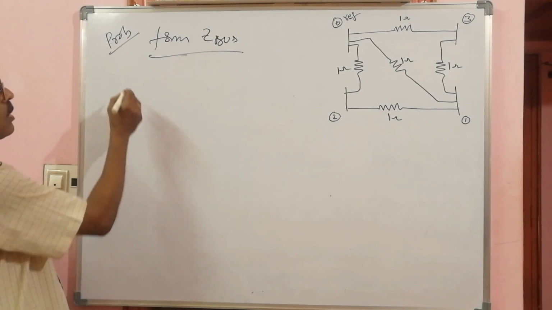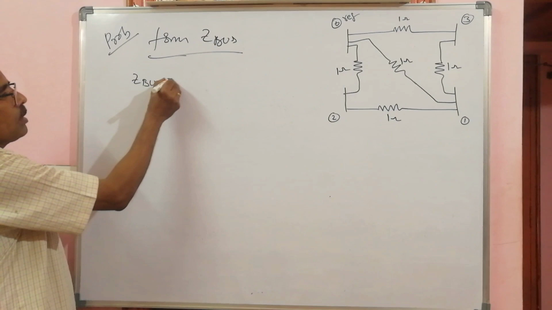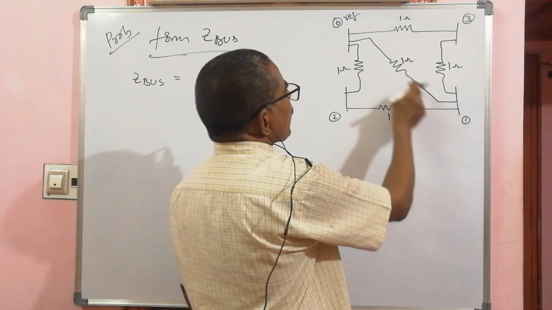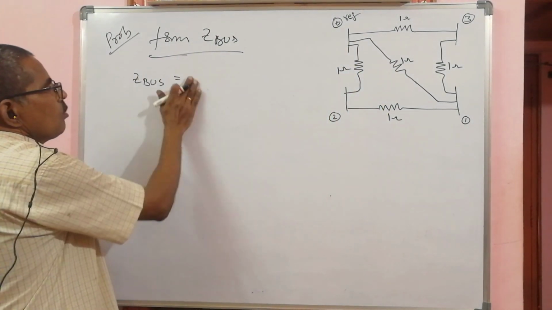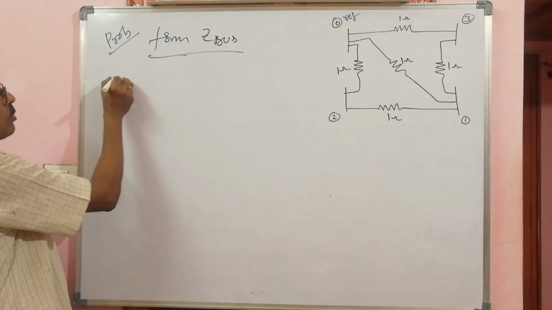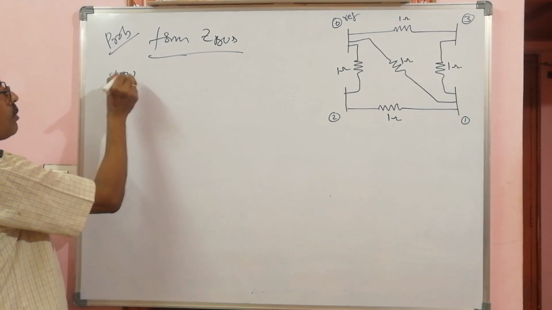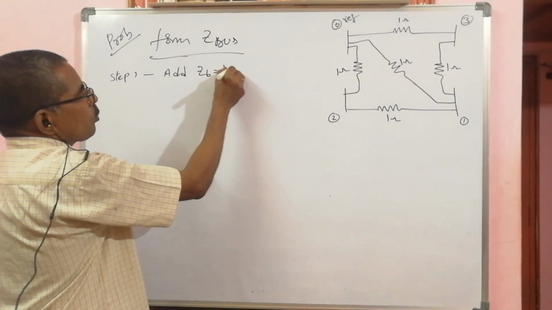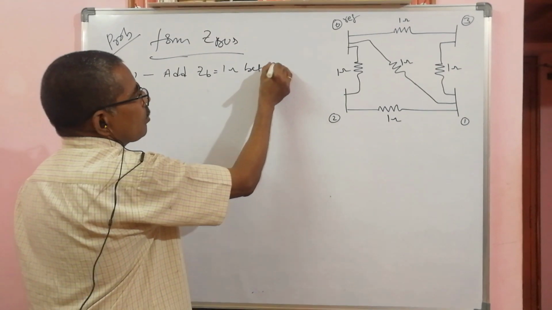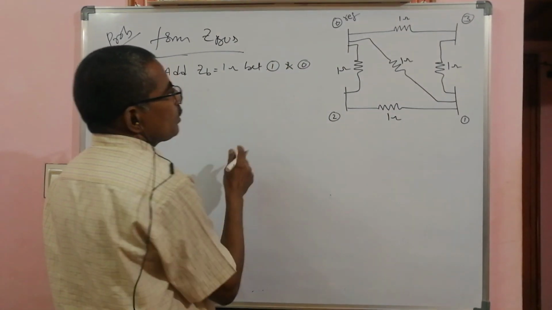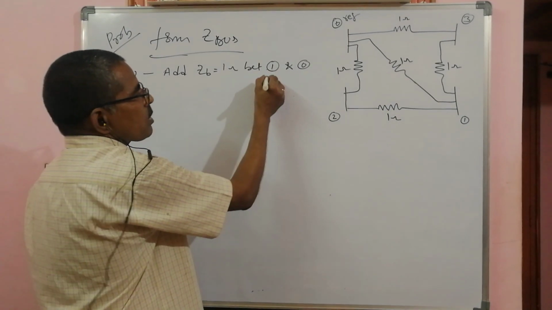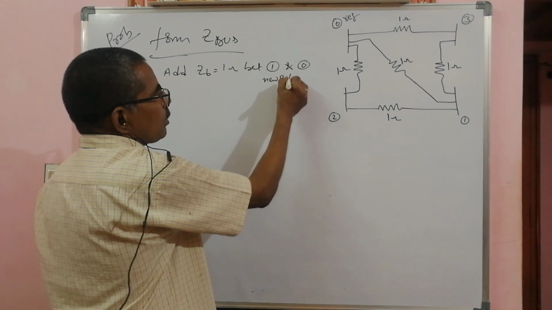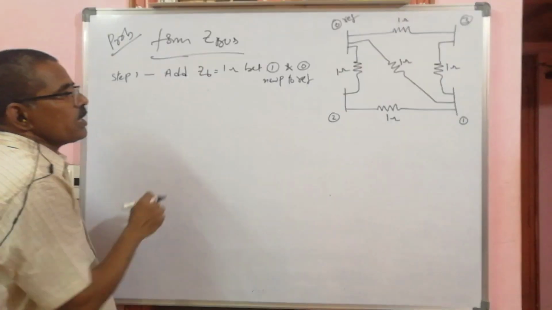So first Z bus, let us assume we are adding between 1 and 0. So step 1, add ZB equal to 1 ohm between 1 and 0. What is 1? 1 is new bus. Okay, so between new P to reference. So what is this case?